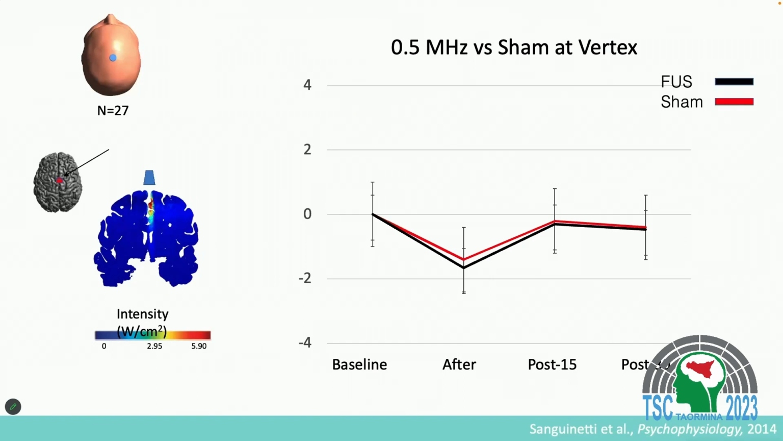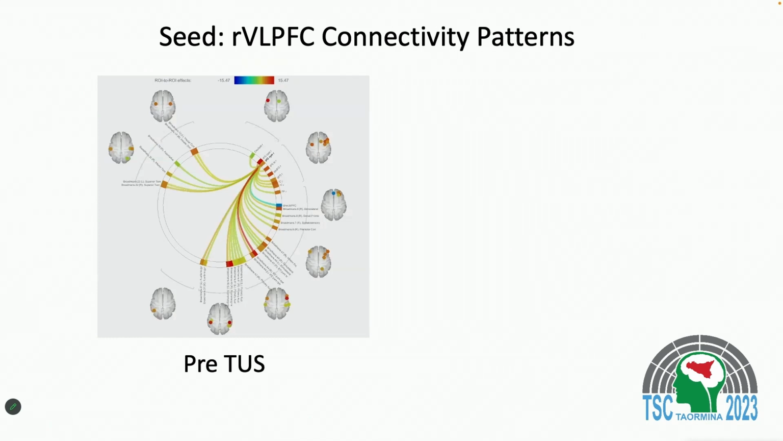We also looked at activation of brain networks, so targeting the right prefrontal cortex. At baseline, these are sort of the connected areas. It's hard to see, I know, but this region here is the target region. And these are just all the regions that are connected in the brain.